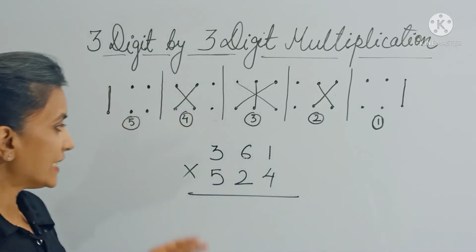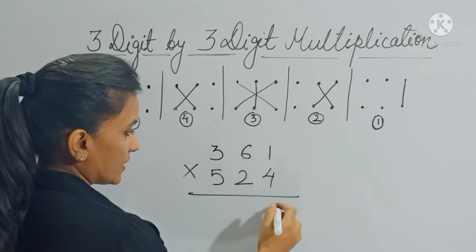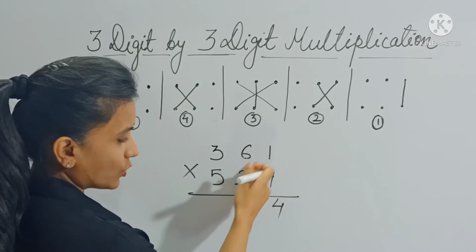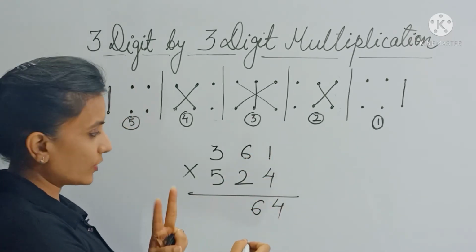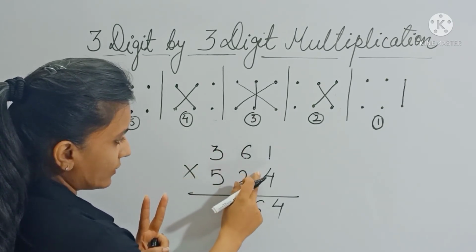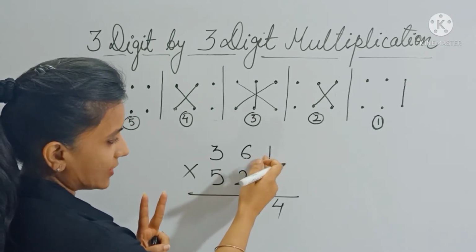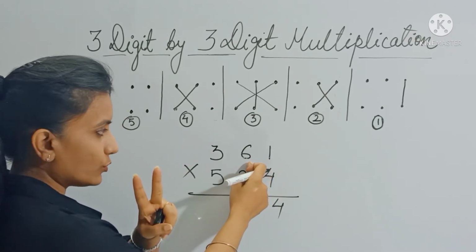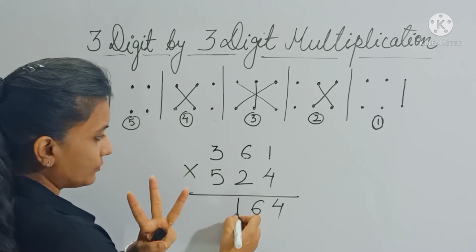Now let's multiply 361 by 524. Okay, so 4 ones is 4. Now 4 6s are 24. 24 plus 2 is 26. So 2 is your carry forward. Okay, now third step. 3 4s are 12, and this is 5. 12 plus 5 is 17. 17 plus 12 is 29. 29 plus 2 is 31. So 3 is your carry forward now, right?